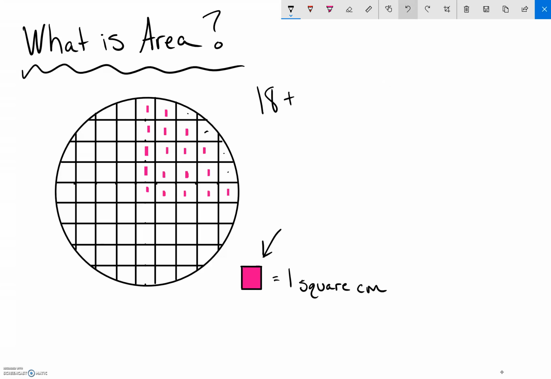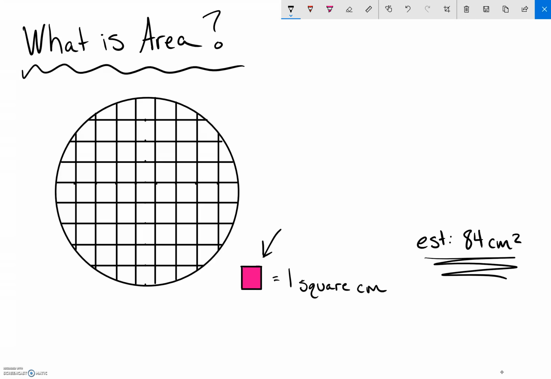Delete all this. So my estimation is 84 square centimeters. Counted a quarter of them, multiplied it by 4. This is definitely not going to be exact, or I will be shocked if it is.